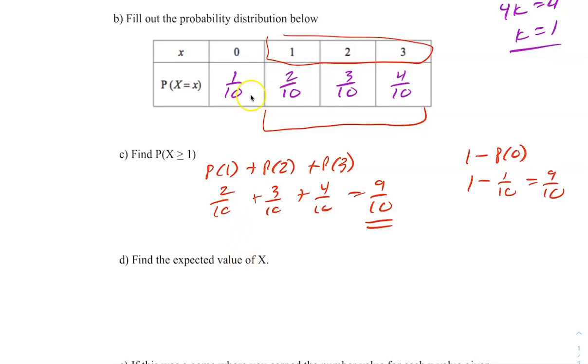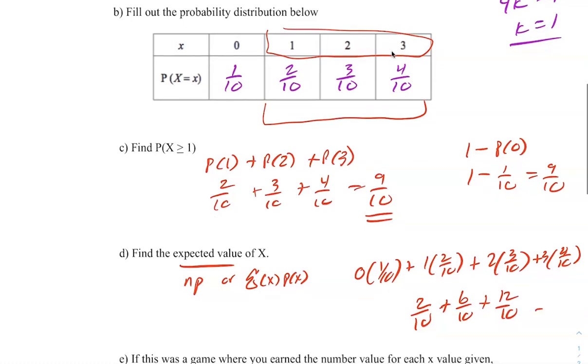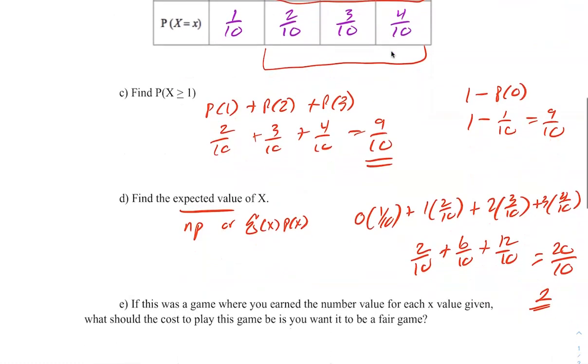Find the expected value. So remember, that's where we use the expected value formula. Where we multiply n times p, or probably in this case more apt, we're going to multiply x times P(x). So we're just going to multiply these together and add them all up. So I'm going to go 0 times 1/10 plus 1 times 2/10 plus 2 times 3/10 plus 3 times 4/10. And I get 2/10 plus 6/10 plus 12/10. So I get 20 over 10, or just 2. So our expected value is 2 there.